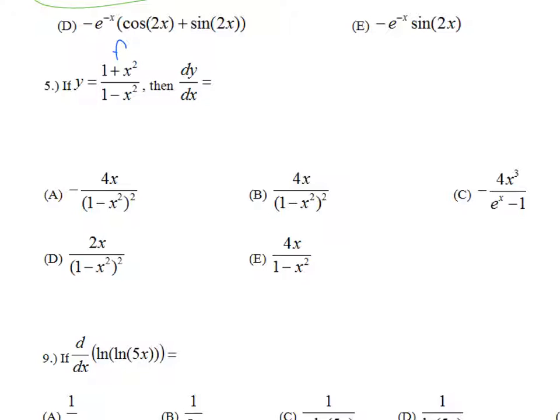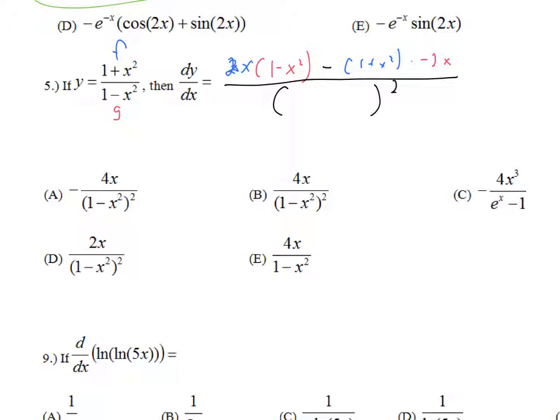F, G. The derivative of that numerator is 2x. Oh my goodness. Let me see. Come on, Mark, be better. So 2x times the quantity 1 minus x squared minus the quantity 1 plus x squared times the derivative of that denominator, which is going to be negative 2x, divided by that denominator squared, which is 1 minus x squared.